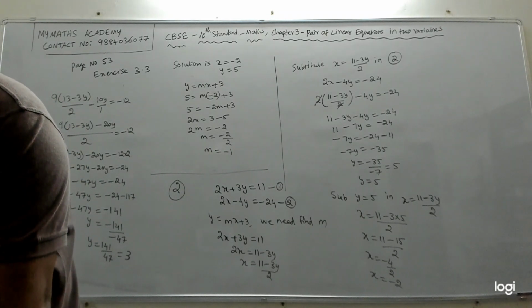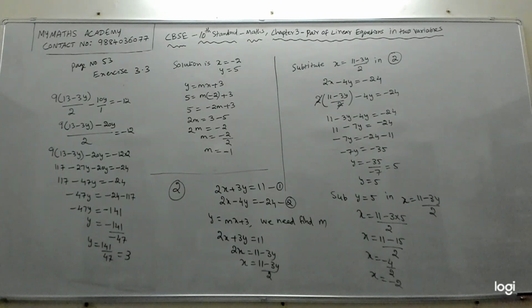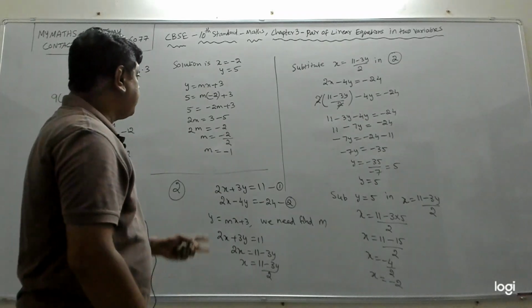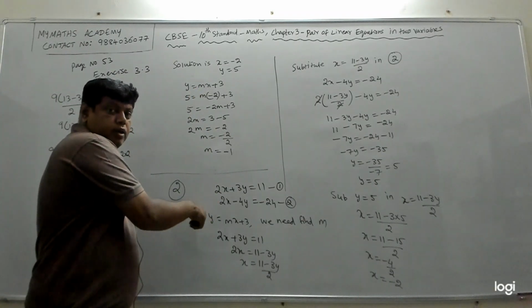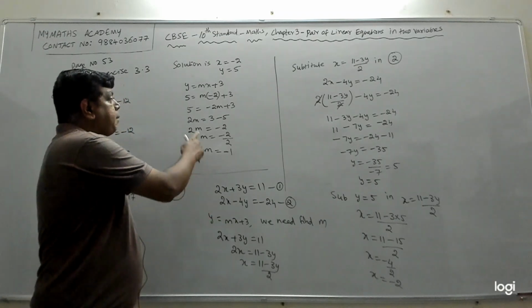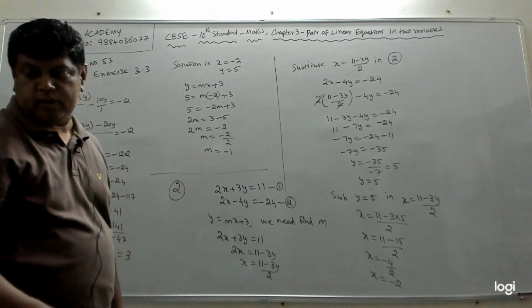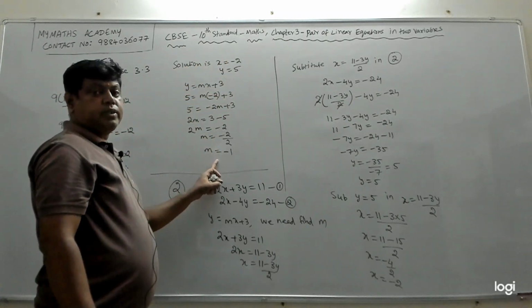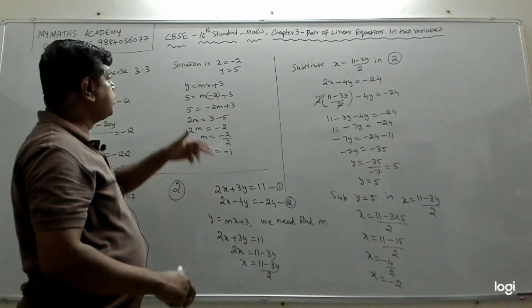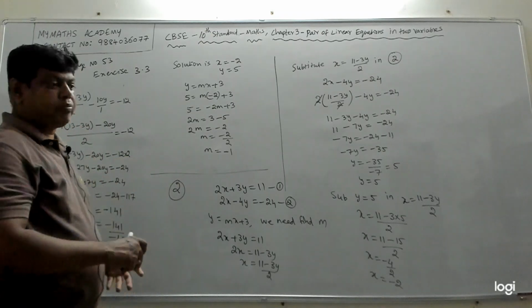Clear? So we have to solve the given set of equations, find the value of x and y, then substitute x and y in the third equation, and then find the value of m. So your m is minus 1. We have solved it also. Solution is this, and value of m is minus 1. So there are two parts: one is you have to find the solution, then you have to find the value of m.